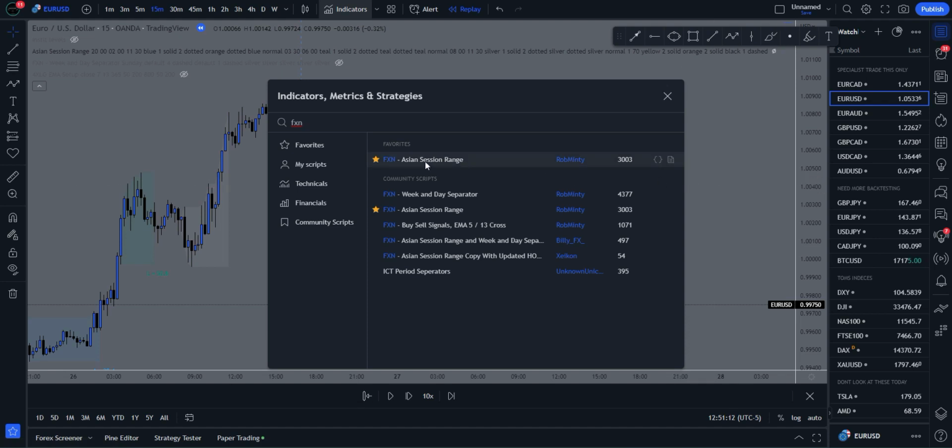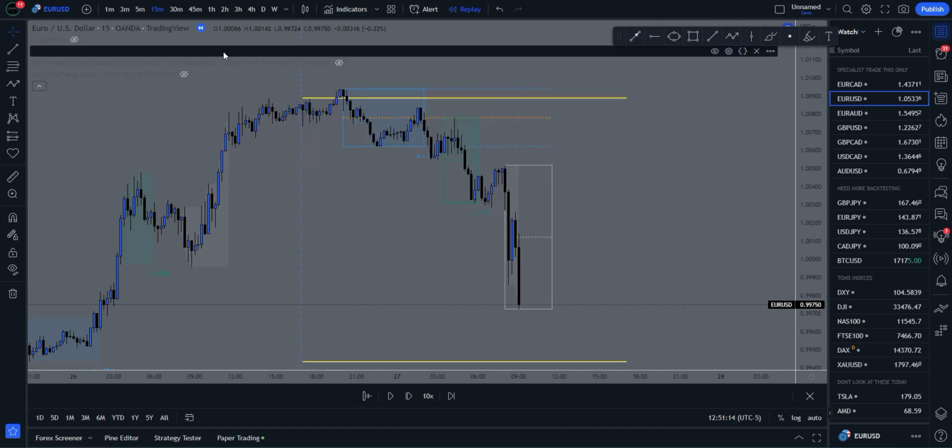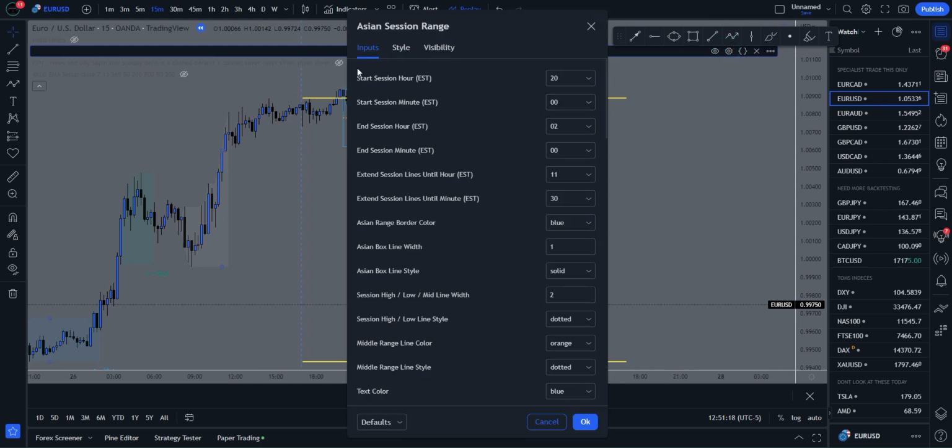Okay, you use this indicator. I can show you my settings. These are my settings. This is the Asian session. For me, it goes from 8 o'clock at night to 2 a.m.